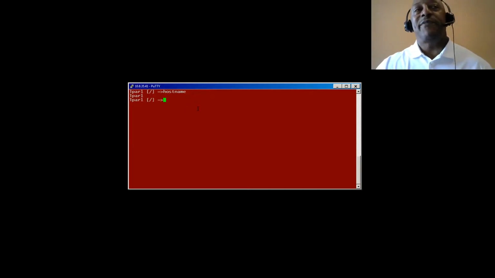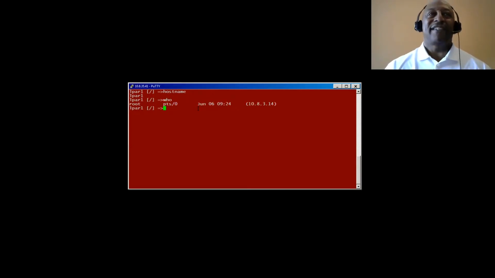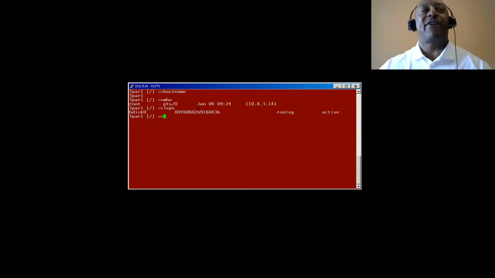So again, if I type in a command like hostname, or a command like who, it shows who's currently logged in on this particular LPAR. Right now it's only me. I'm logged in as a root user. And then of course I can type in other commands like lspv, for example, a list of physical volumes configured on this particular system, physical volume being disk, or lsvg to list the volume groups configured. That should only be one, which is rootvg.